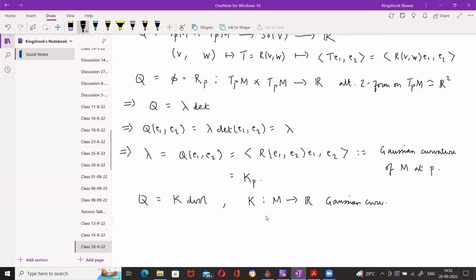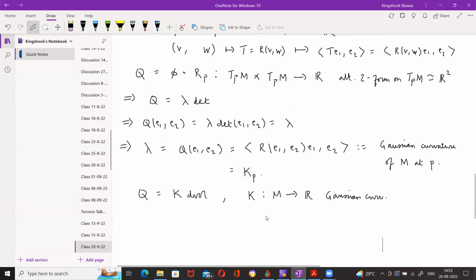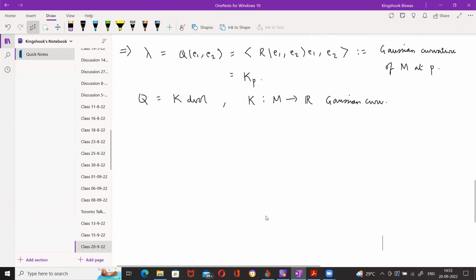Now let's look at some examples. You've heard that the sphere S2 is positively curved and the hyperbolic plane H2 is negatively curved. How can we see this geometrically? Let's look at the curvature of S2. That will be computing this quantity, inner product R E1, E2, E1, E2. So let's look at an example, M equal to S2.